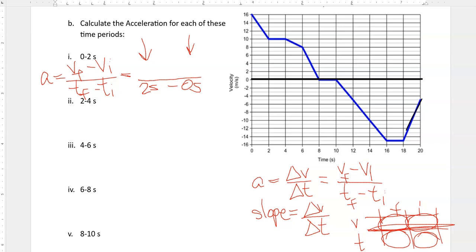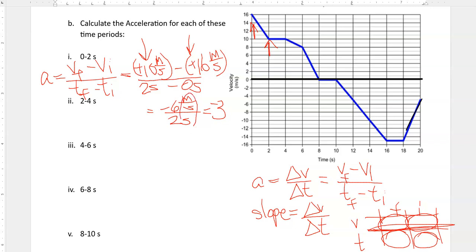Well, at 2 seconds, we see the velocity has a value of 10 meters per second. Technically, it's a positive value, so it's positive 10 meters per second. We'll put that in parentheses, and we're going to subtract the value at 0 seconds, which is positive 16 meters per second. And when you plug these in, you get a difference in the numerator of negative 6 meters per second, and you're dividing that by 2 seconds. That gives you a numerical value of negative 3.